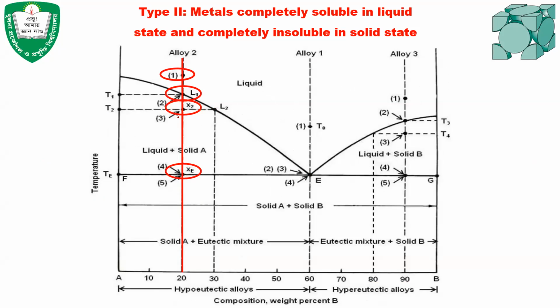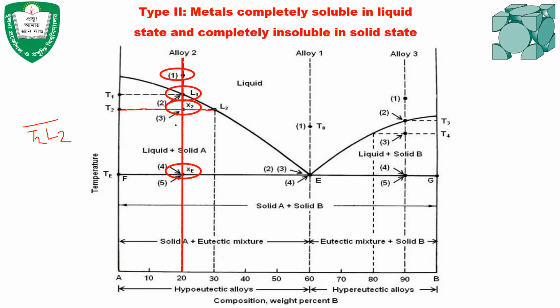Okay, so at temperature T2, if you want to find out the relative amount of phase, then you have to draw the tie line, right? And what is the tie line here? Here the tie line is a horizontal line, T2 to L2. That is the tie line. And the total length of the tie line is T2 L2.